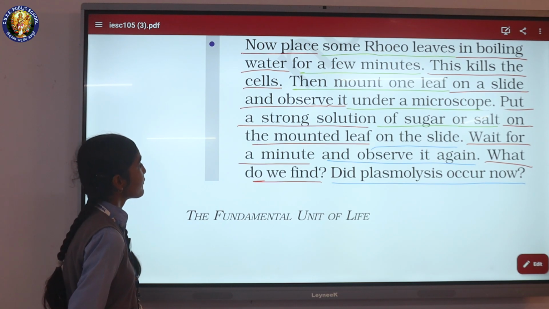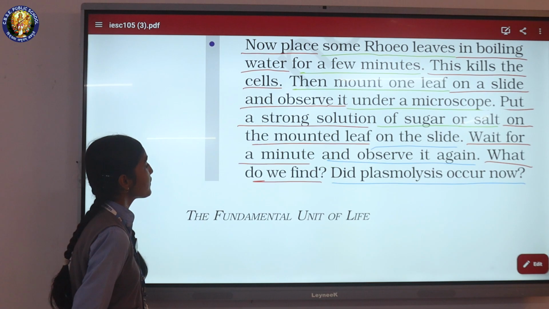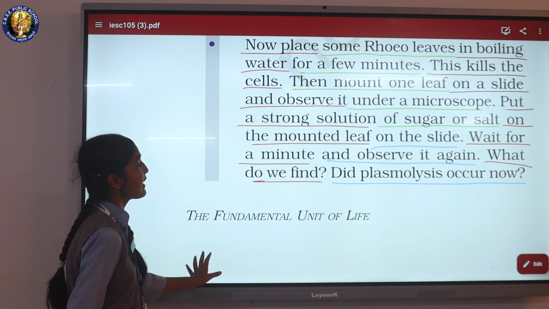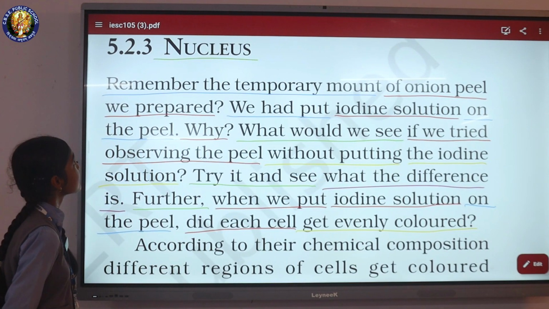Wait for a minute and observe it again. What do we find? Did plasmolysis occur now?